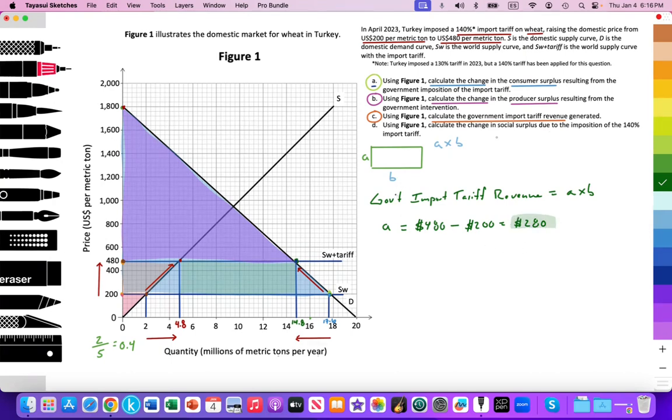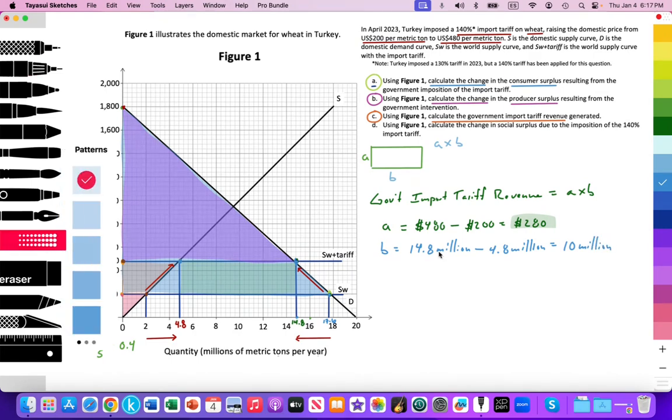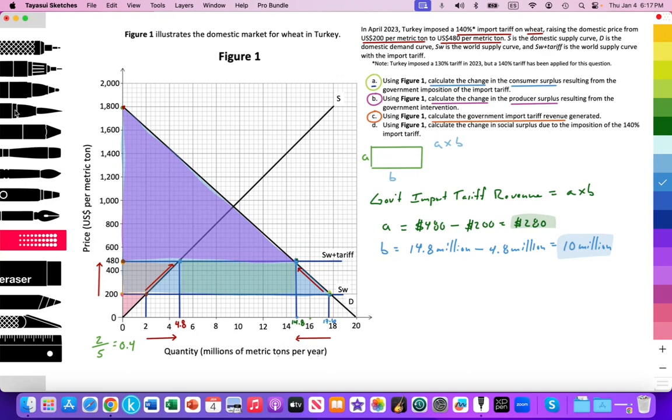Now, what is B? B is going to equal 14.8 million minus 4.8 million. So here we have 14.8 million, which is right here. It's this point here, this quantity, 14.8 million, minus, looking at that increased domestic production, 4.8 million, and that equals 10 million. So I have everything I need. There we go. Base times height.